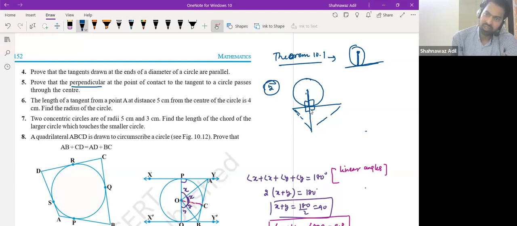So what is the need of this one? Because if I show the method the way you showed, it's correct. You will say that this is a perpendicular at the point of contact to this tangent. So this perpendicular would be what? Radius, right? So this radius passes through the center. That is the argument that we can make.